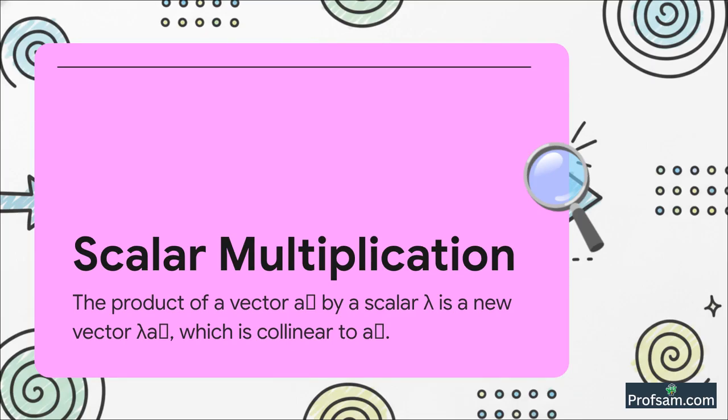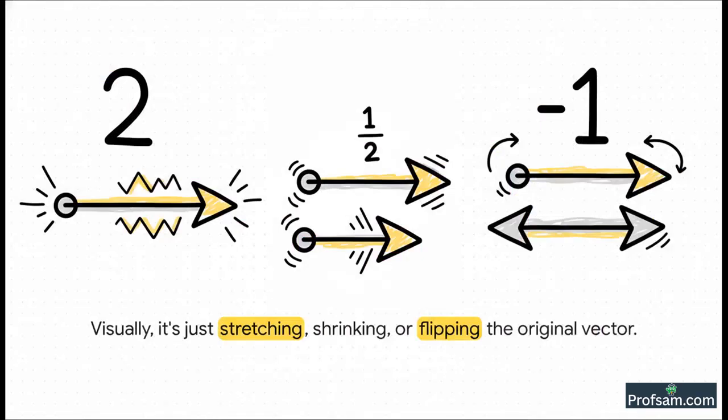And the definition says the new vector is collinear. This is another simple idea. It just means the new vector lies on the exact same line as the original one. And this picture shows you exactly what collinear means. If you multiply by a number bigger than 1, like 2, you're stretching the vector. If you multiply by a fraction, like half, you're shrinking it. And what if you use a negative number? Well, it just flips the vector around completely. So it's just stretching, shrinking, or flipping. It really is that straightforward.